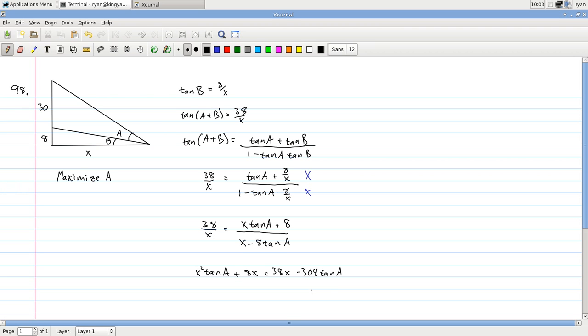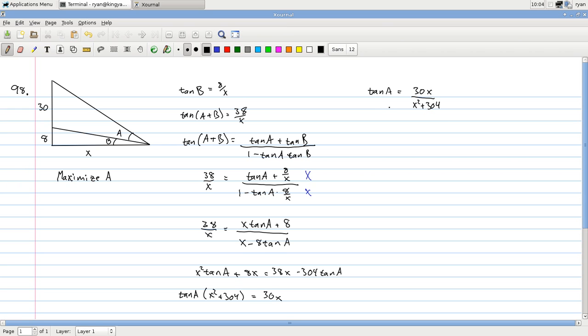I want to solve this equation for tangent A, so let's first move all the tangent A terms to the left-hand side of the equation. This gives us tangent A times x squared plus 304. And we'll move all the non-tangent A terms to the right-hand side, which gives us 30x. Finally, we'll divide to get tangent A by itself. So we have that tangent A is 30x divided by x squared plus 304.